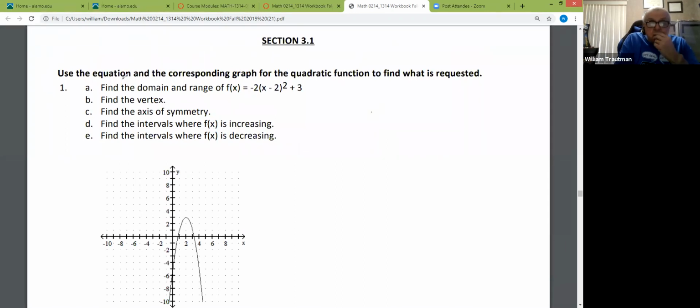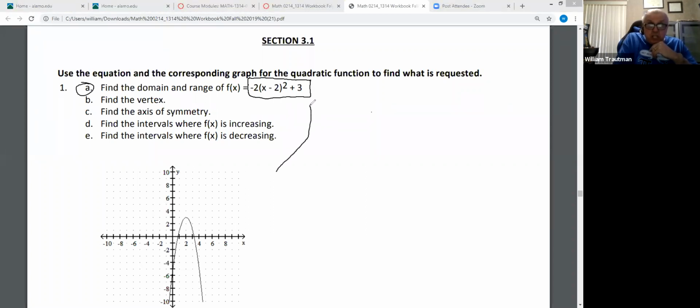Okay, so first, let's do part A, find the domain and range. By the way, this is the function we're dealing with here. If I put it in the calculator to graph it, that's what the graph looks like. So find the domain and range. Don't forget, these endpoints are arrows that go down, and the far left one goes down and to the left. The far right one goes down and to the right.